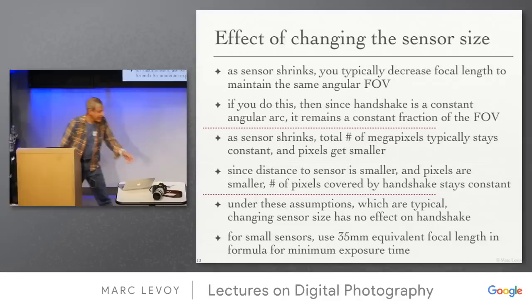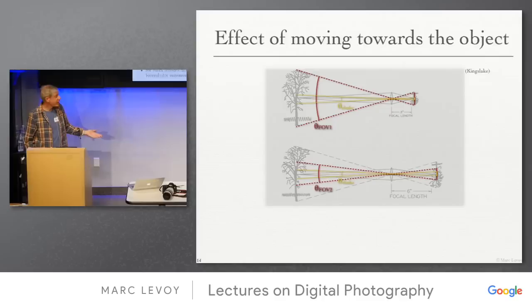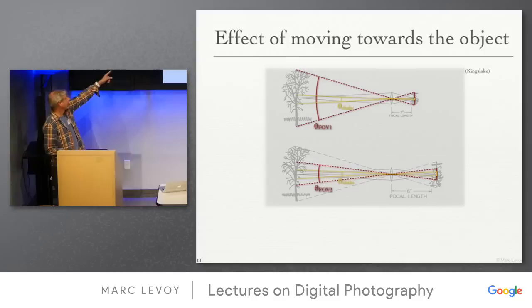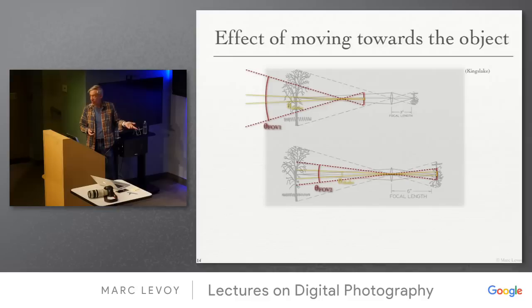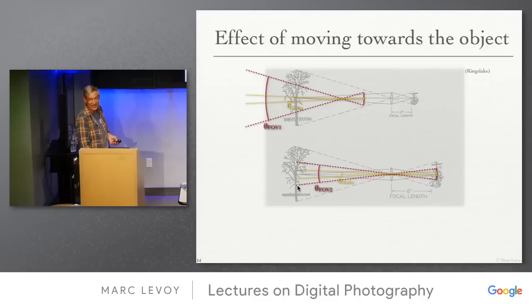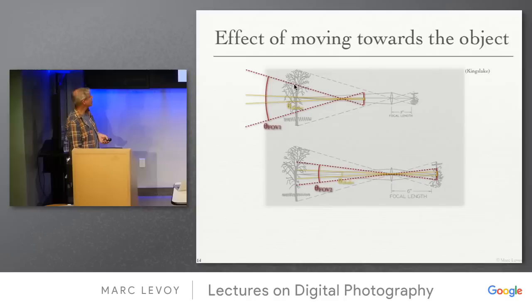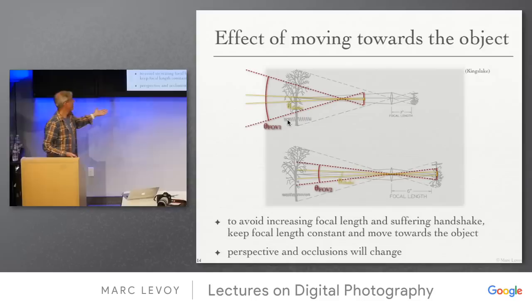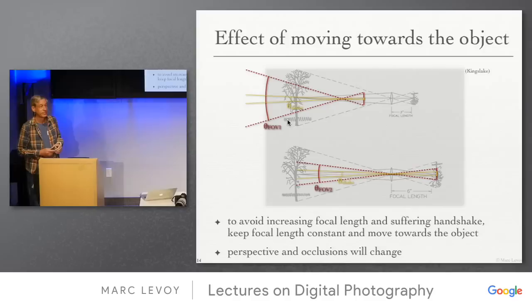Okay, so there is one thing you can do, and that's walk. So in the case of the wide angle lens where I'm getting the whole tree, but I didn't want the whole tree, I just wanted part of the tree, I can walk. So if I walk, now I'm only seeing part of the tree here. I'm seeing the same part as I see here, but my camera shake is a smaller fraction of the angular field of view. So that does help. Of course, that changes the perspective and the occlusions. It's a different view that I'm seeing, but that does help. So that's a way to reduce camera shake.